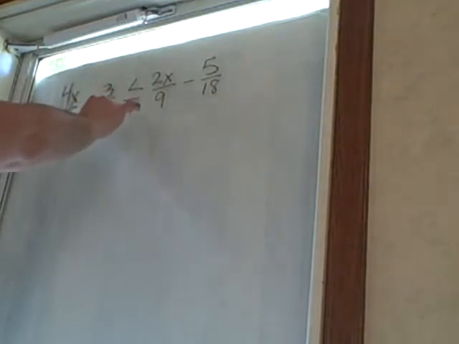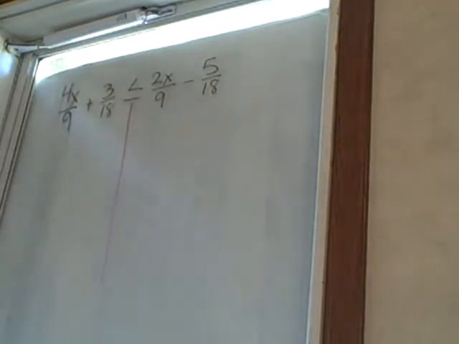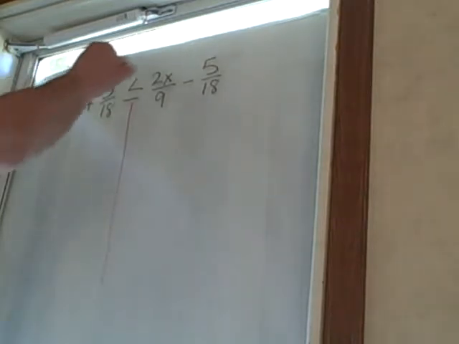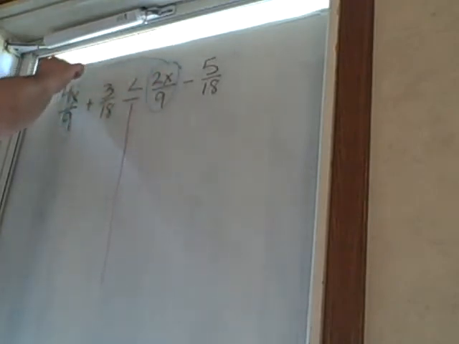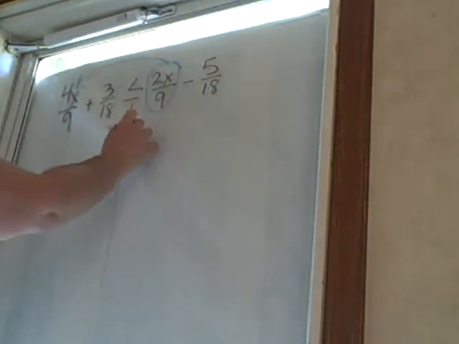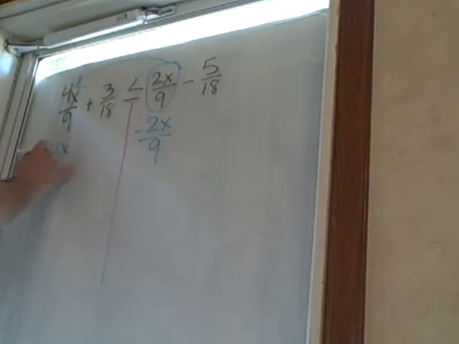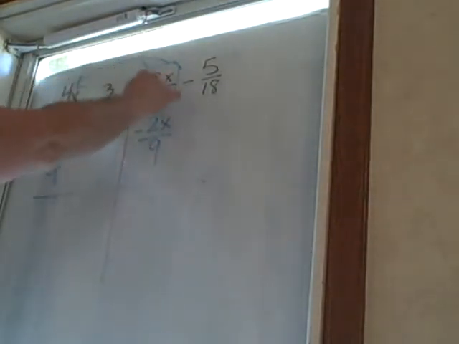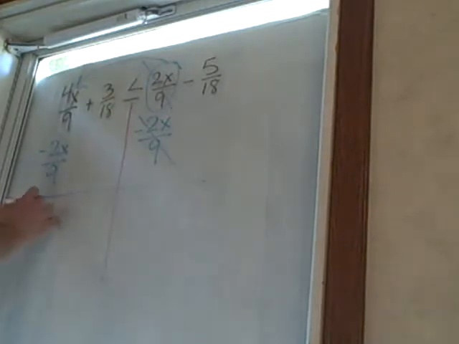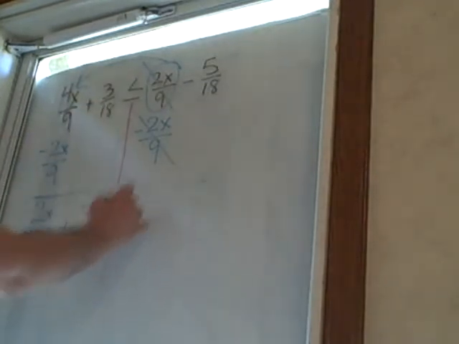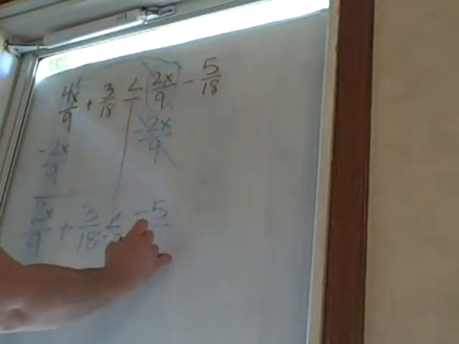Again, we identify where the inequality symbol is. That's our balancing point. And the first step is to move the variables so that they are together. So this 2x over 9 moves to the other side by making it opposite of what it is, which is a negative 2x over 9. On this side, those things cancel, and I get 2x over 9 plus 3 over 18. 4x minus 2x is 2x. The 3 over 18 just drops down. And then the negative 5 over 18 drops down as well.